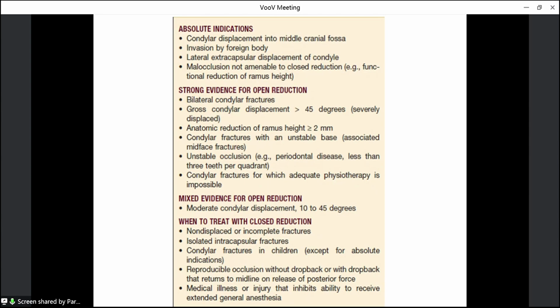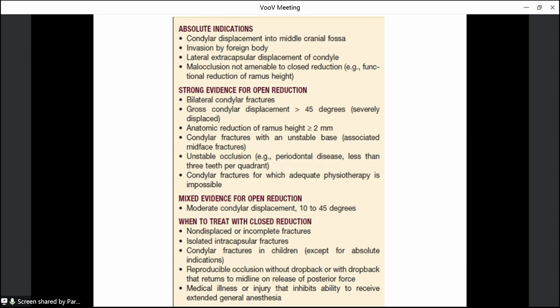Next is mixed evidence for open reduction. You can do both, either non-surgical treatment or surgical treatment, your wish. Both of them have the same result. Moderate condylar displacement of 10 to 45 degree, if the deviation is more than 10 degree and less than 45 degree. In such cases, you can do both. But if you do the non-surgical treatment, you have to put the patient in maxillomandibular fixation for a few weeks, so it will be more problematic for the patients. So it's always better to do the surgery. If the surgery facility is not available, then you can go for non-surgical treatment. You will get the same outcome, the same result.